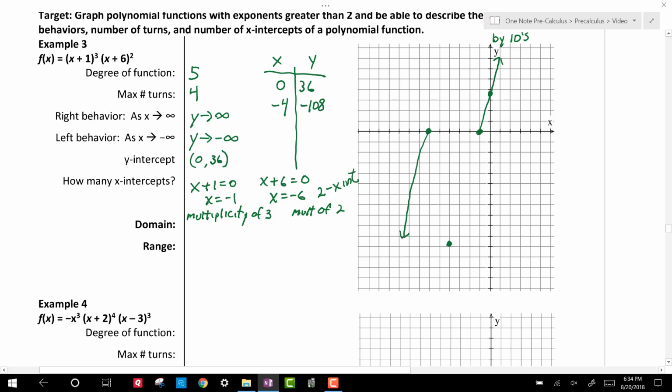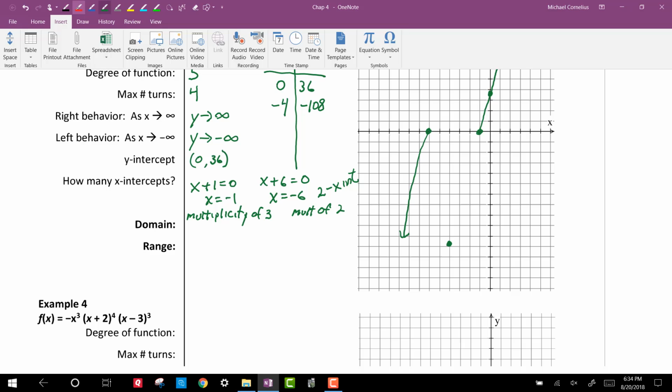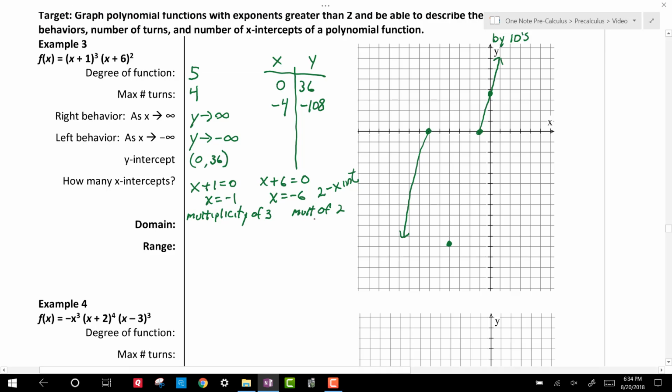Now, take a look at my multiplicities here. We talked about this on the last problem. If I have a multiplicity of 2, this is a bounce. All right, so my graph should be bouncing off the x-axis at negative 6. And that makes sense because if I bounce right here at negative 6 and I come back down, I will eventually hit this point at negative 4, negative 108, and I will come back up and hit that point.